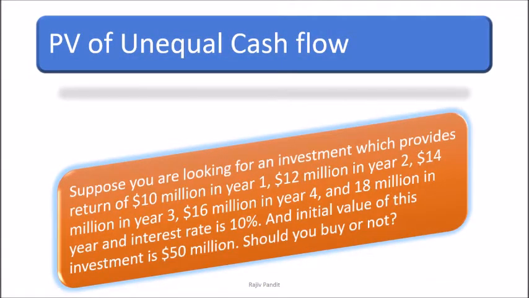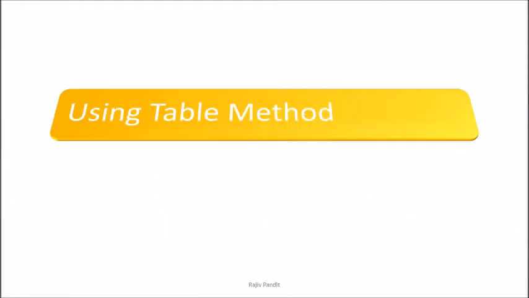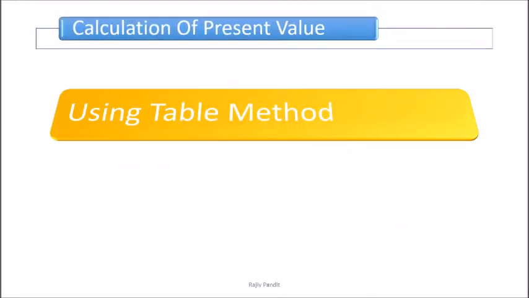Present value of unequal cash flow. Suppose you are looking at an investment which provides a return of 10 million in year 1, 12 million in year 2, 14 million in year 3, 16 million in year 4, and 18 million in year 5, and the rate of interest is 10%. The initial value of this investment is 50 million. Should you buy or not?